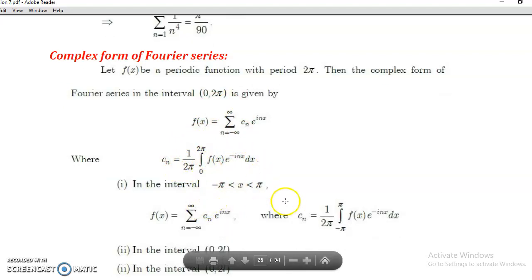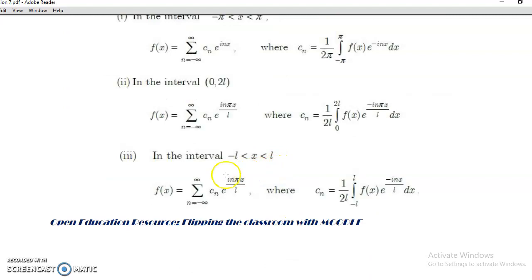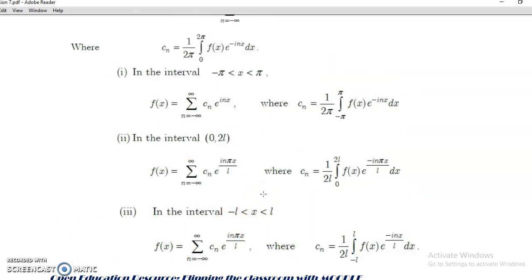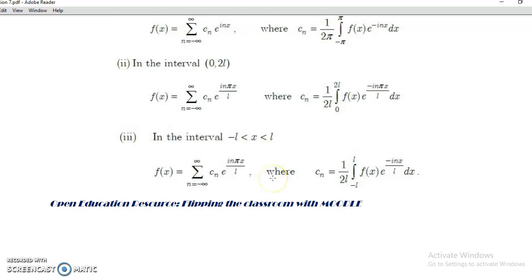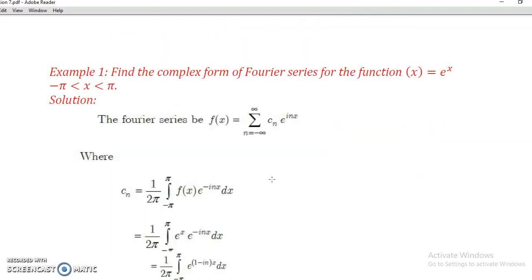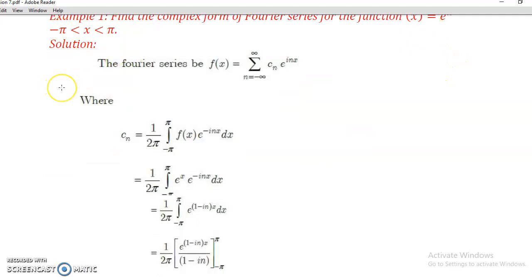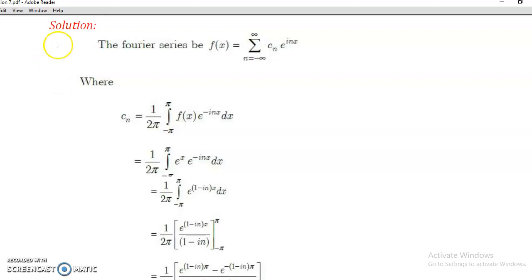Also for the interval minus pi to plus pi, 0 to 2l, minus l to l, formulas are there. They are related to each other. Formulas are very similar. Based on the range, you can rearrange the formulas. So it's easy to remember. Now the first question: in complex form of the Fourier series, function is e power x, interval is minus pi to plus pi. So for the interval minus pi to plus pi, this is the formula.